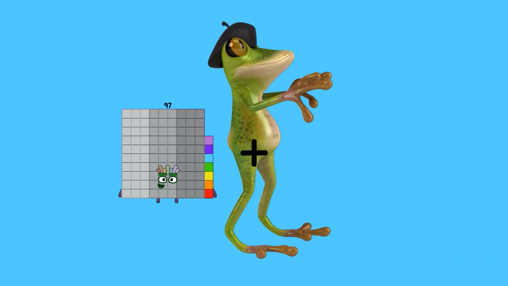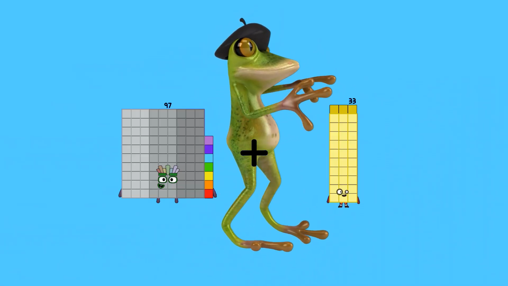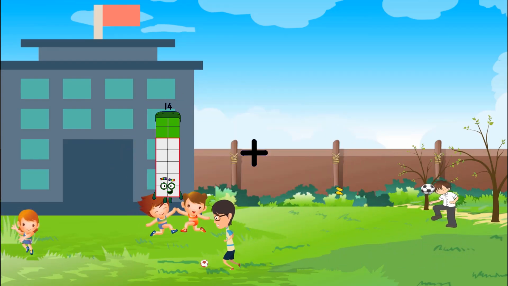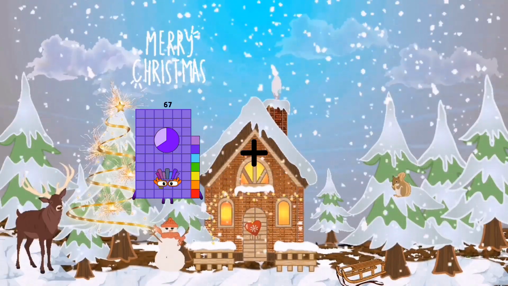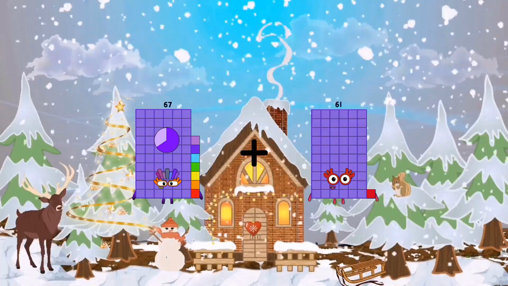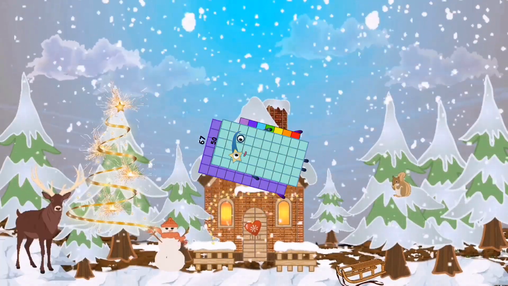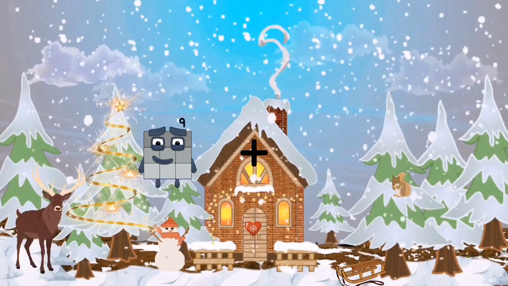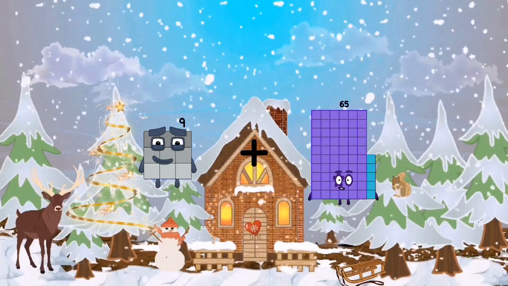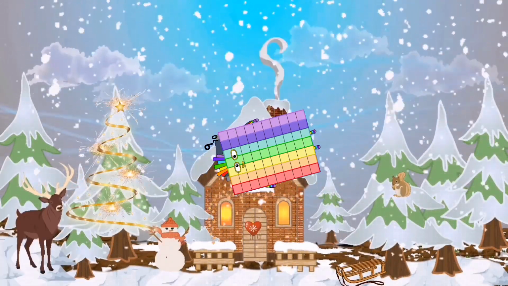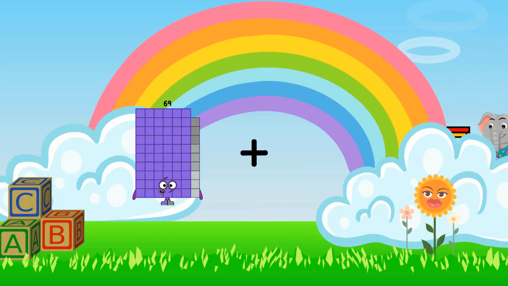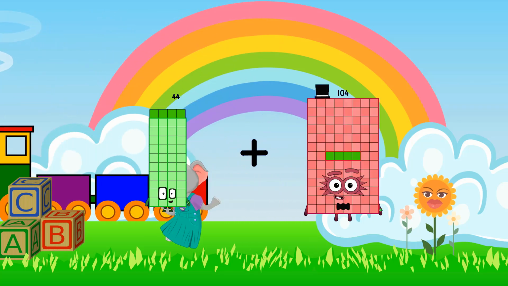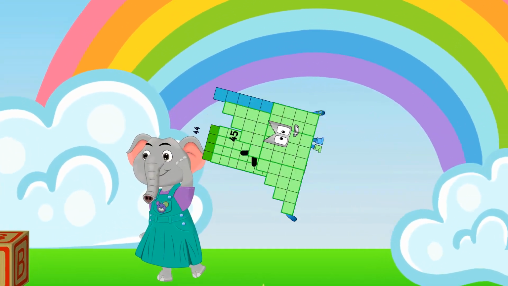97 plus 45 equals 142. 67 plus 50 equals 117. 9 plus 70 equals 79. 44 plus 45 equals 89.